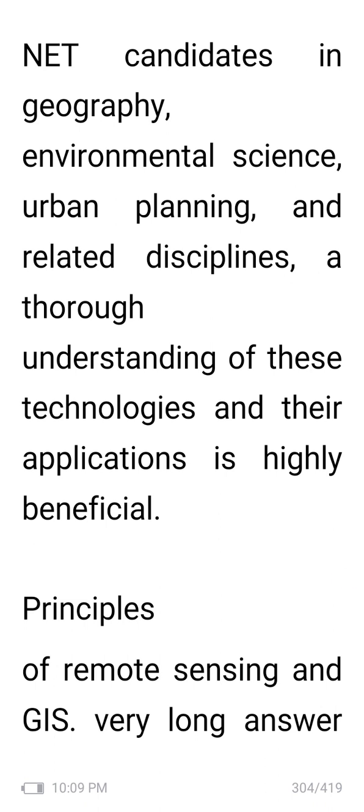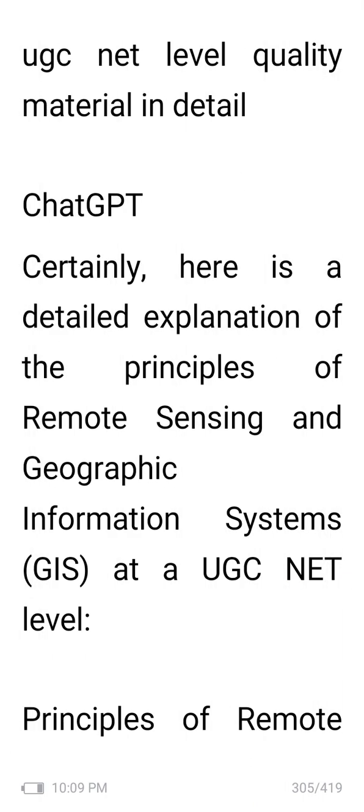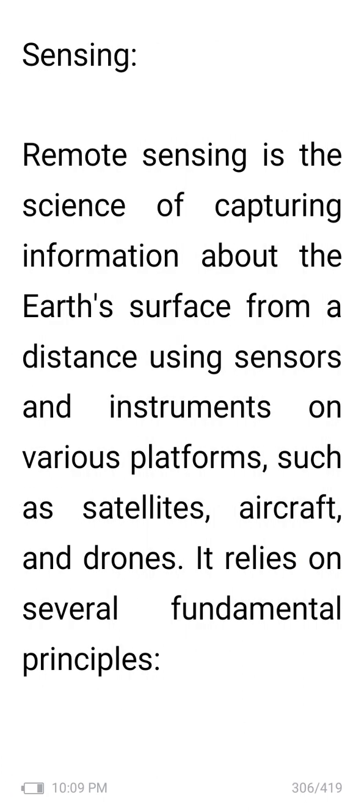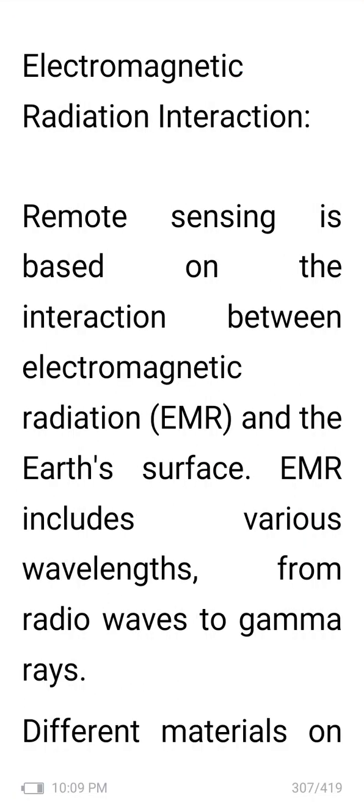Then, principles of remote sensing. Remote sensing is the science of capturing information about the Earth's surface from a distance using sensors and instruments on various platforms such as satellites, aircraft, and drones. It relies on several fundamental principles, like electromagnetic radiation interaction.